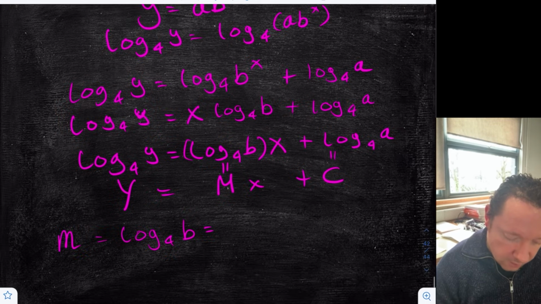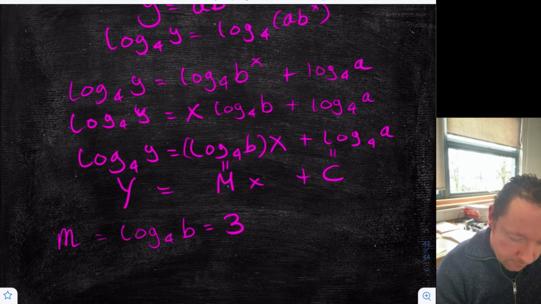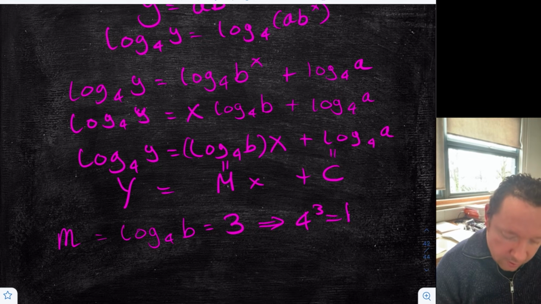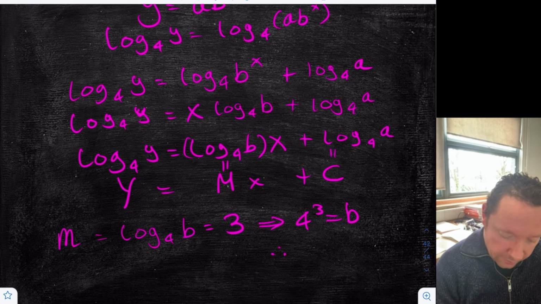So log base 4 b equals 3. Remember, that means that 4 to the power of 3 equals b. 4 cubed is b. 4 cubed is 64, and therefore b equals 64.